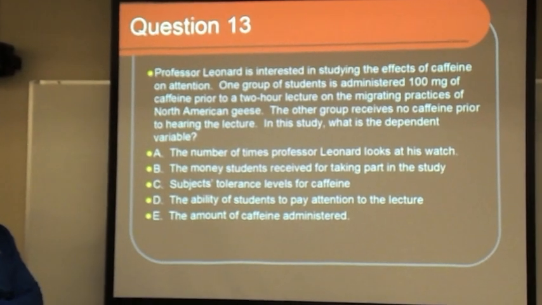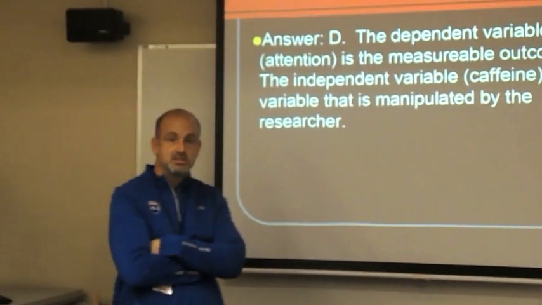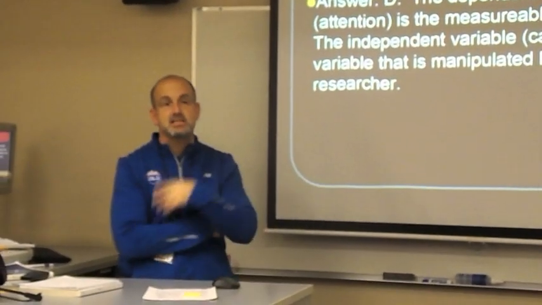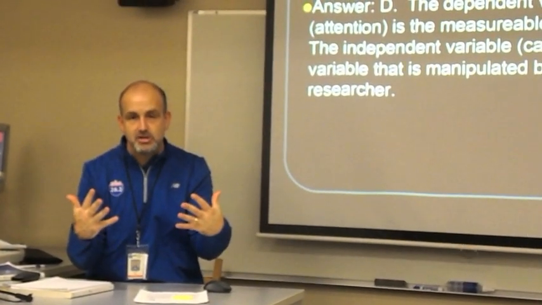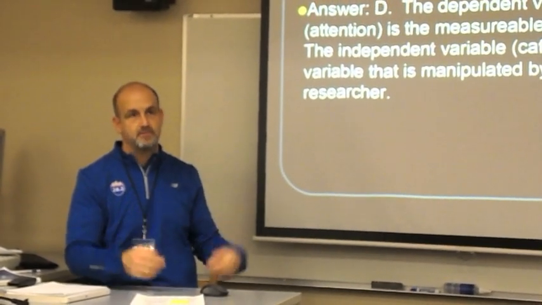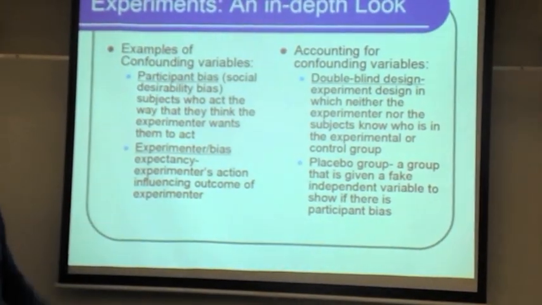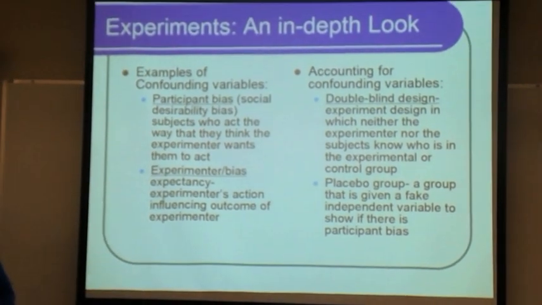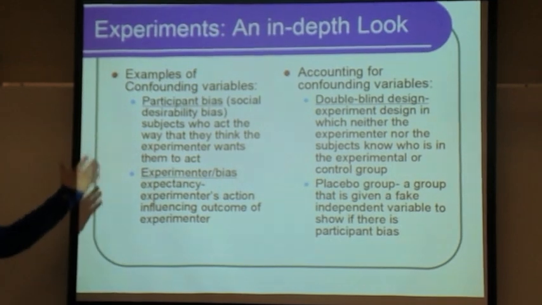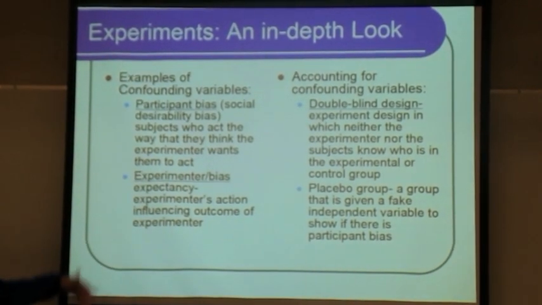Now, if you said letter D, exactly. The dependent variable is the measurement outcome, which in this case is how long they can keep attention. Short, long, that's going to indicate how much caffeine affects them. Now, some other examples of confounding variables, put some technical terms to it now. These are things that are very hard to account for, which again, that's your confounding variable.